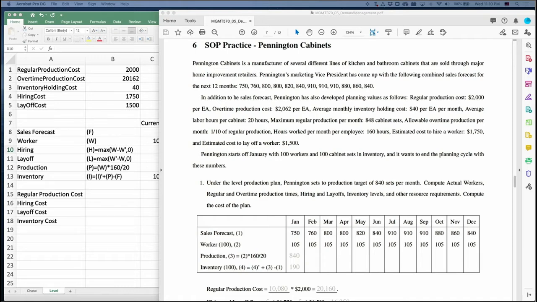You can find this example in the textbook. With this example, we have a demand forecast. The demand forecast can be built by moving average, exponential smoothing, time series, or linear regression. We can use these kinds of ideas, and we have this demand forecast information.